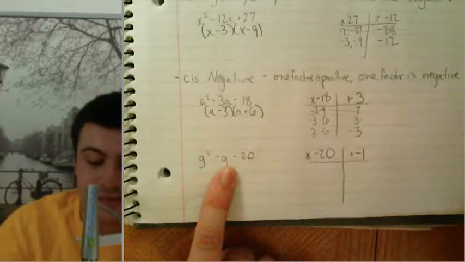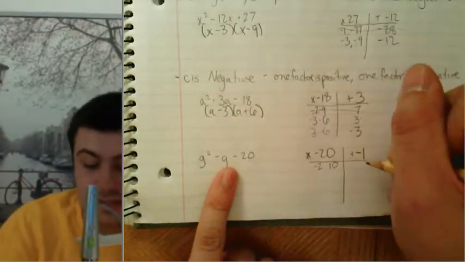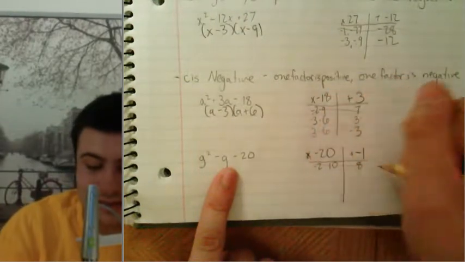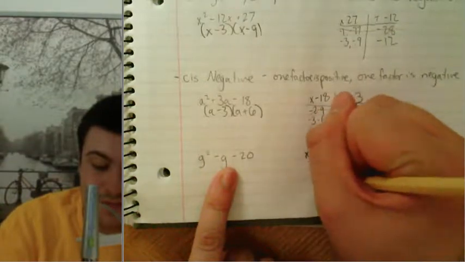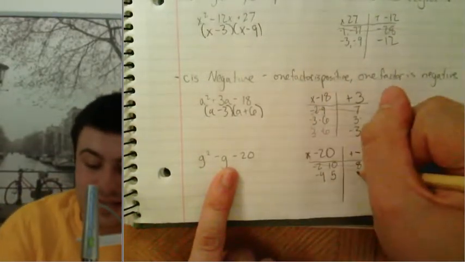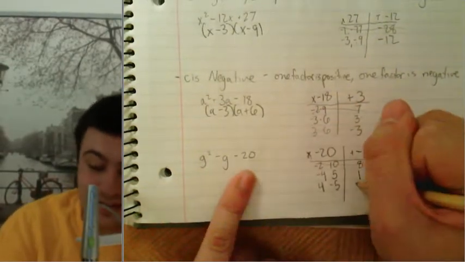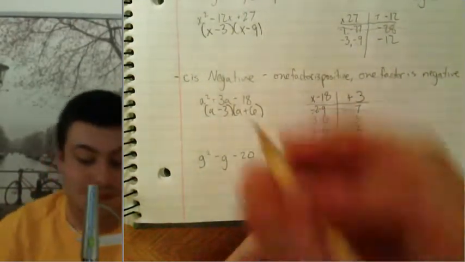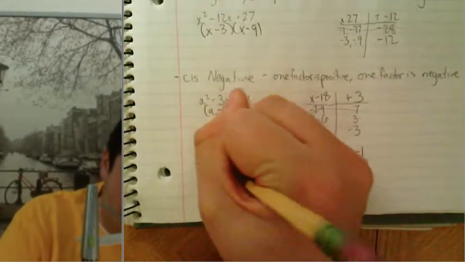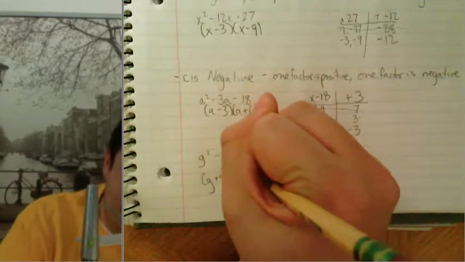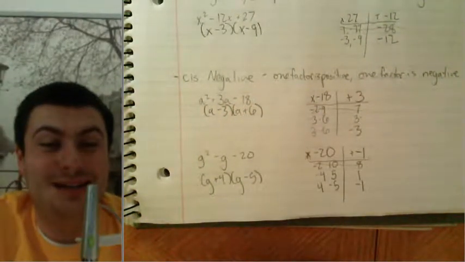So let's see, we could have negative 2 and 10, which is negative 20, but that's only 8. No. We could have negative 4 and 5, and that adds to 1. We're close. So let's try 4 and negative 5, and that gets us the negative 1 we're looking for. So here we'd have the group g plus 4 times the group g minus 5. And when we FOIL it out, we would get g squared minus g minus 20.